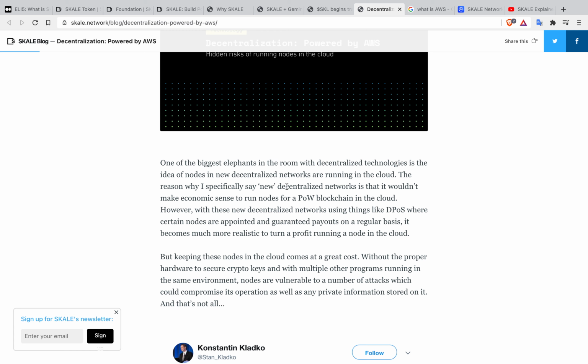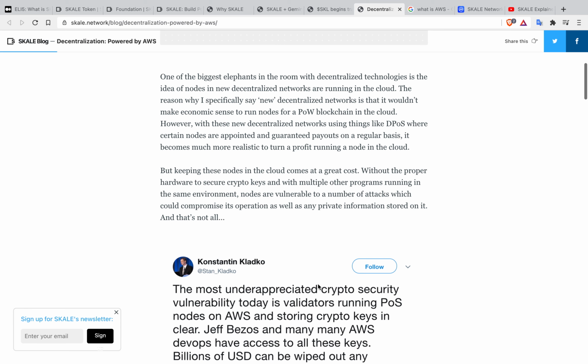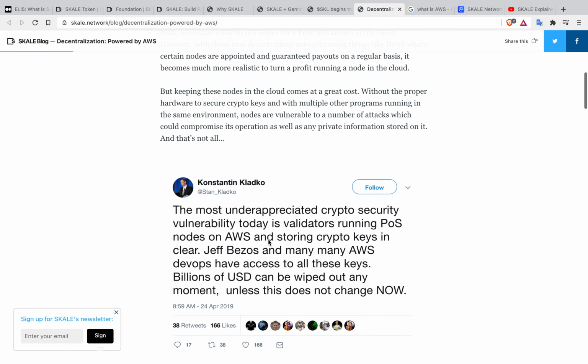So, decentralized networks running in the cloud, right? The reason why I specifically say new decentralized networks is that it doesn't make economic sense to run nodes for POW blockchains in the cloud. However, with these new decentralized networks using DPoS, where certain nodes are appointed and guaranteed payouts on a regular basis, it becomes more realistic to turn a profit running a node in the cloud. And who's the biggest cloud provider in the world? AWS. I skipped a lot of unnecessary stuff in this. I just wanted to get straight to the point.